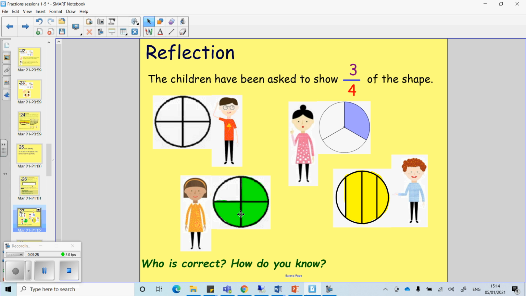Our final circle with our green colouring here shows 1, 2, 3, 4 parts, 4 equal parts that make up the whole, and 1, 2, 3 shaded in. 3 parts out of the 4 equal. This is our correct one.